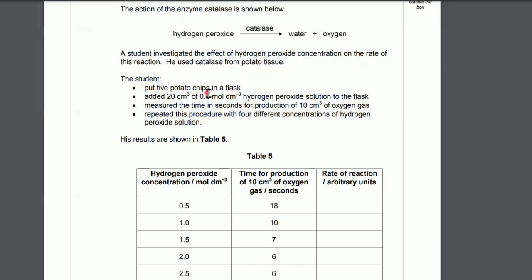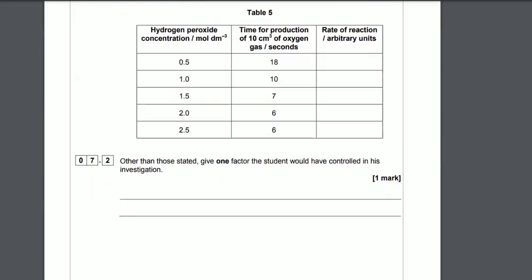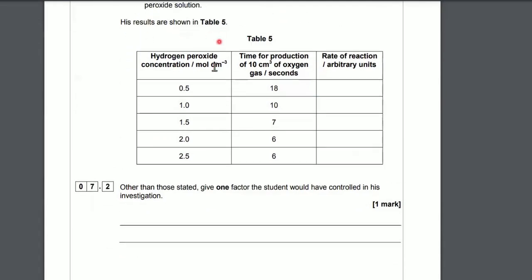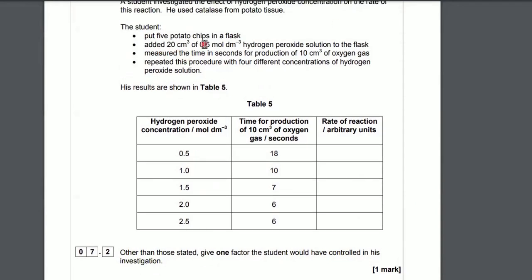Okay, so we've got this little question here about the action of the enzyme catalase. I'd say pause the video and read all of this. They've got the method here. The student put 5 potato chips in a flask, added 20 centimeter cubed of 0.5 mole per decimeter cubed hydrogen peroxide. So they've given us those variables that are controlled. We've then got the table of results here, table 5. It's got the different concentrations of hydrogen peroxide followed by the time in seconds for 10 centimeter cubed of oxygen to be released. And we've got a blank column here for the rate of reaction in arbitrary units.